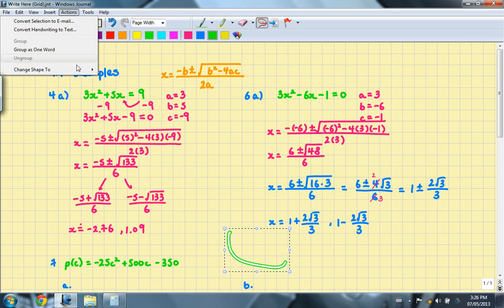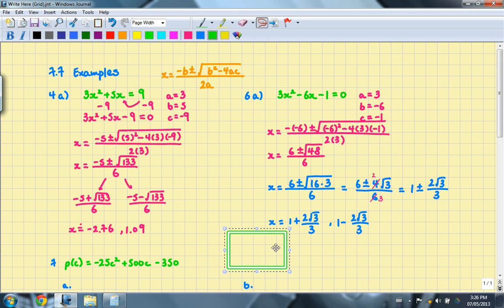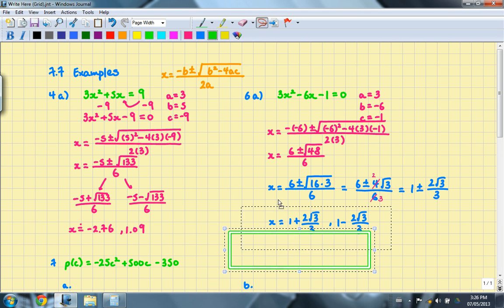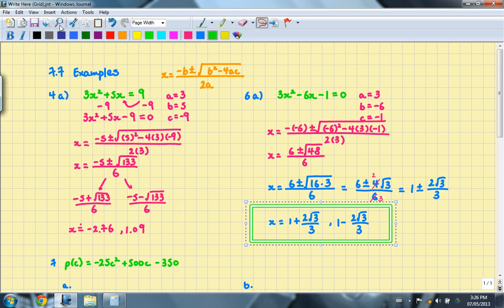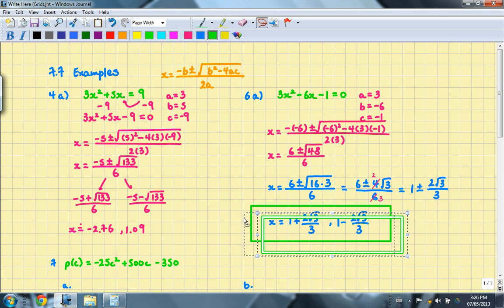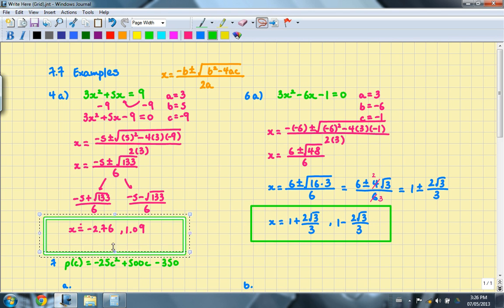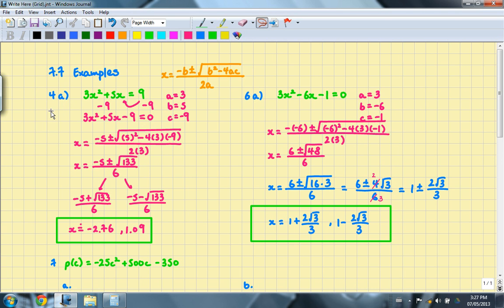So it's always a good idea to put a box around your answers. I'm going to do that here. There we go. And why don't we do this? Question number 4a as well. And that's it. So the only difference is this one is a decimal approximation of the answer, and this one is an exact value. We're going to continue with question number 7.